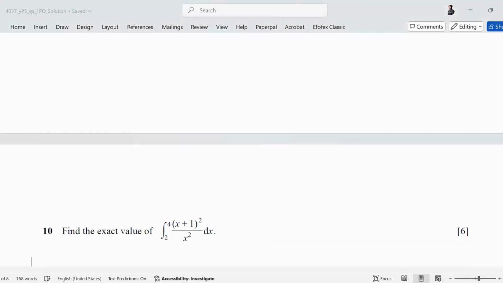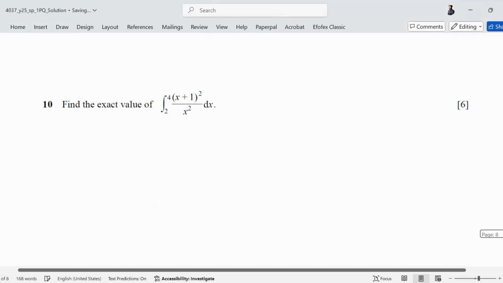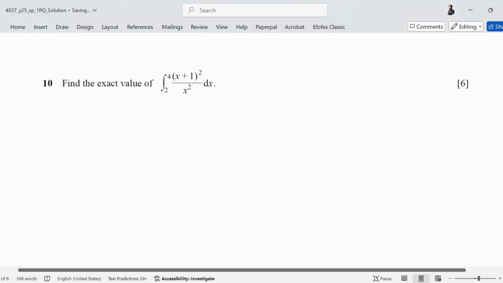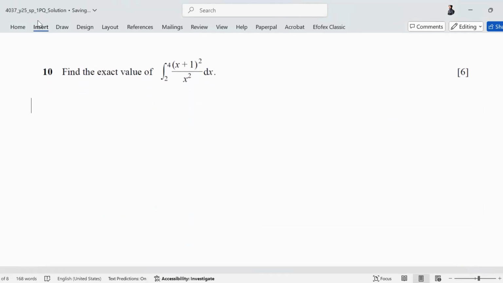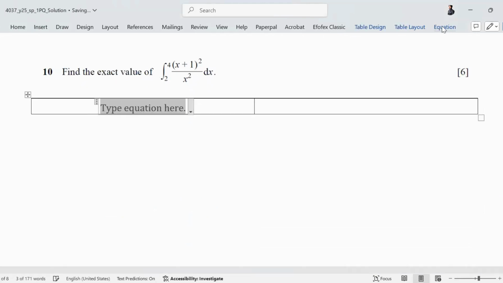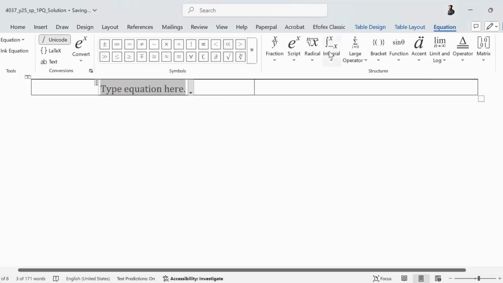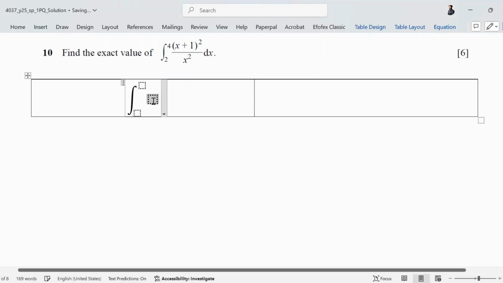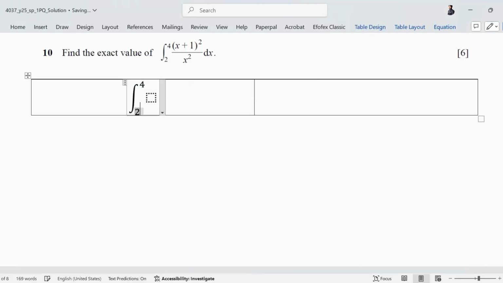Moving on to question number 10. This is a definite integral question. And the question wants us to find the exact value of this integral. So if I wanted to integrate this, I will have to make some changes. Only then will I be able to integrate it. The upper limit is 4. The lower limit is 2.